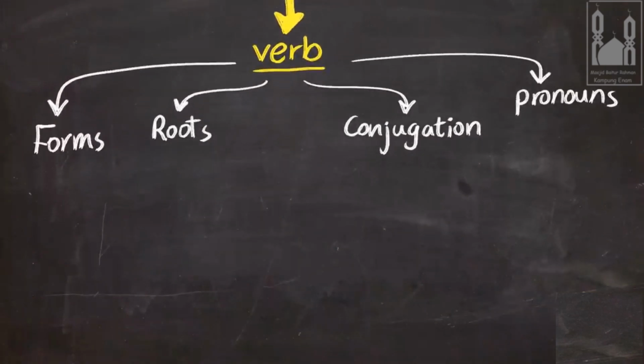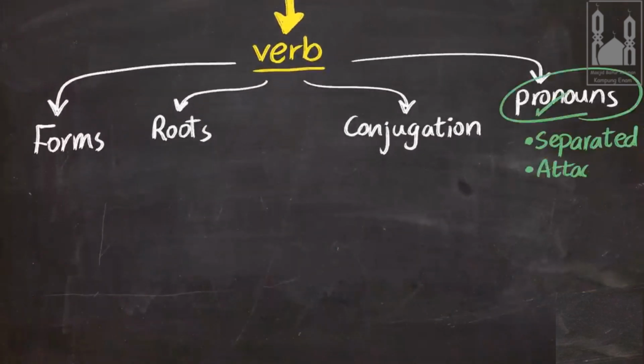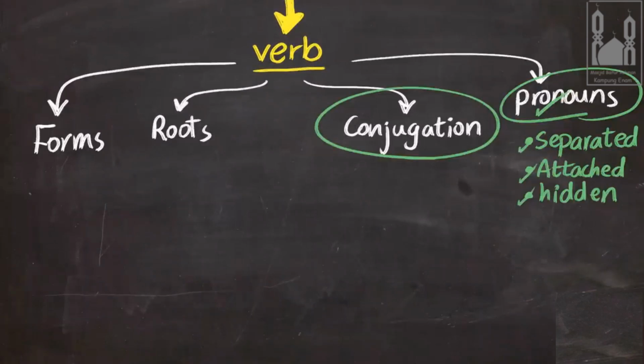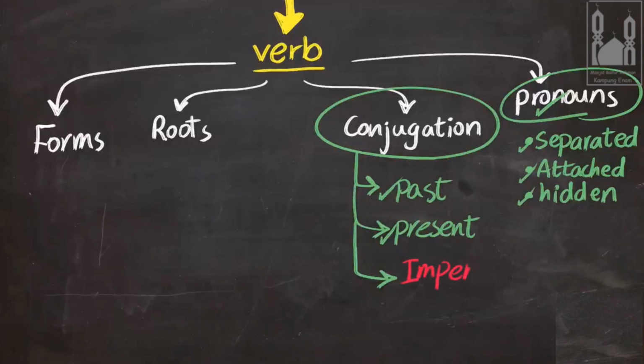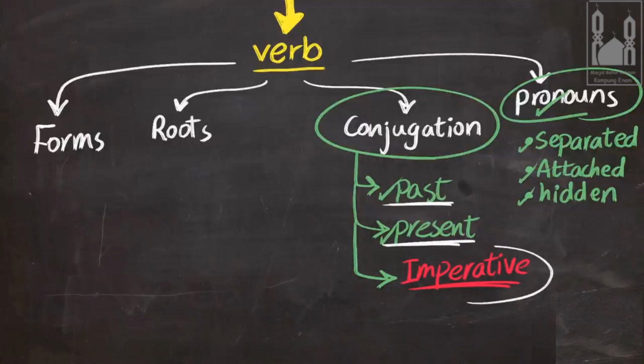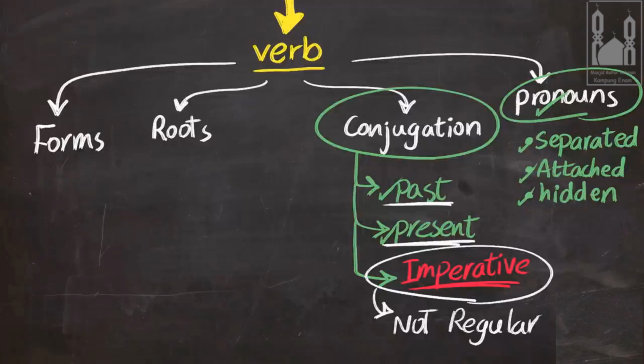We've learned the concept of pronouns in Arabic with all its kinds, and we also learned how to conjugate verbs in the past and in the present. But today's lesson won't be about the imperative conjugation, since unlike past and present verbs, the imperative form does not have regular conjugations that you can apply on the majority of verbs.